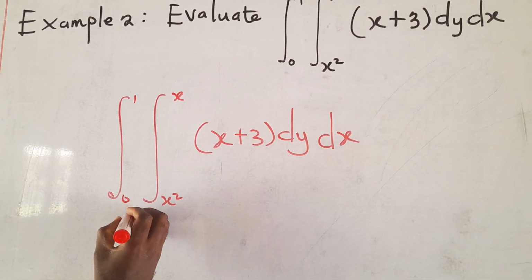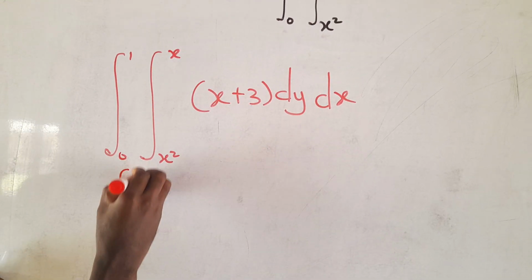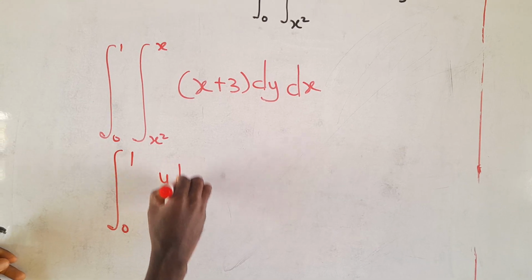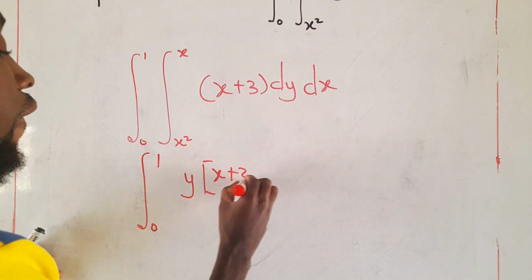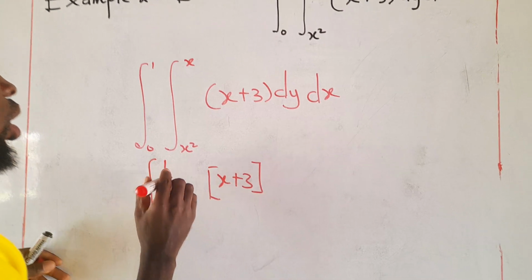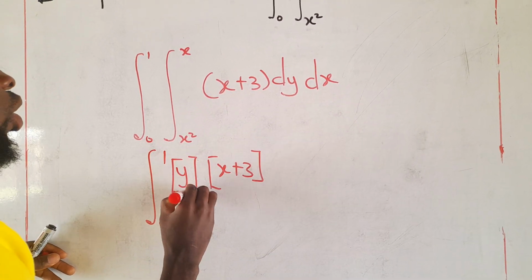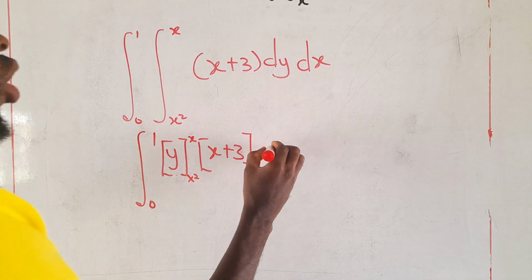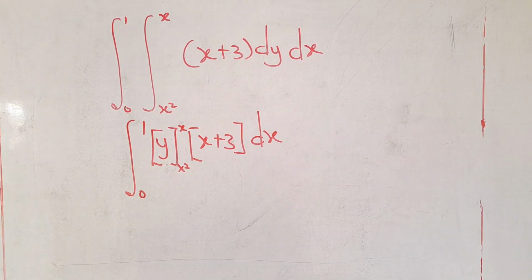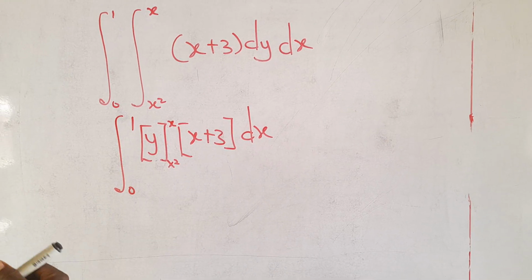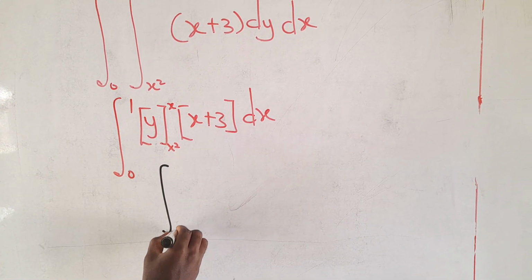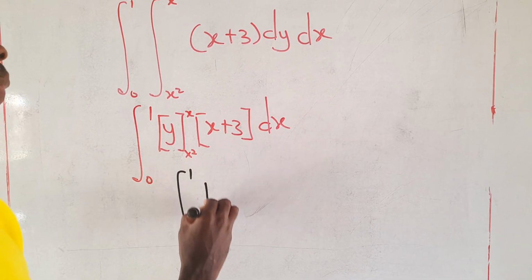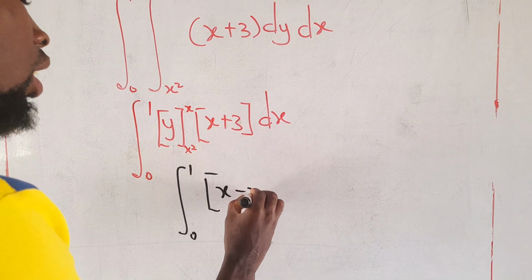So we'll say that the integral from 0 to 1 of dy is y. Then we bring our x plus 3. Remember, this will span from x squared to x, dx. So we are just reducing it to a single integration problem. So we have the integral from 0 to 1. Now we substitute x minus x squared. So I hope you get that. That will be x minus x squared.